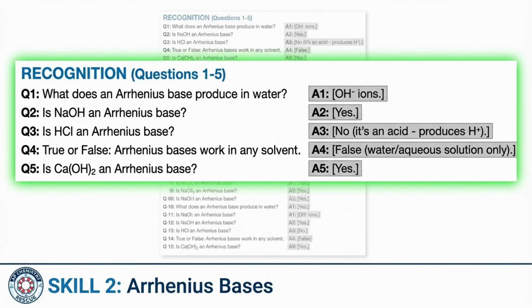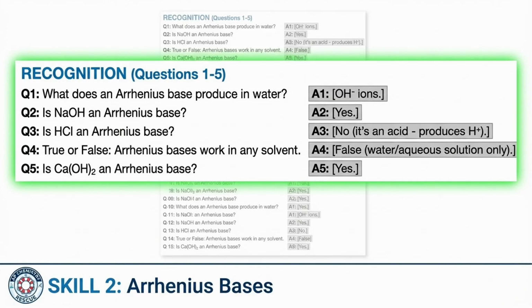Question number 2. Is sodium hydroxide an Arrhenius base? Pause. Yes, sodium hydroxide is an Arrhenius base. It has OH in its formula. When it dissolves in water, it produces OH minus. That's the textbook Arrhenius base definition.